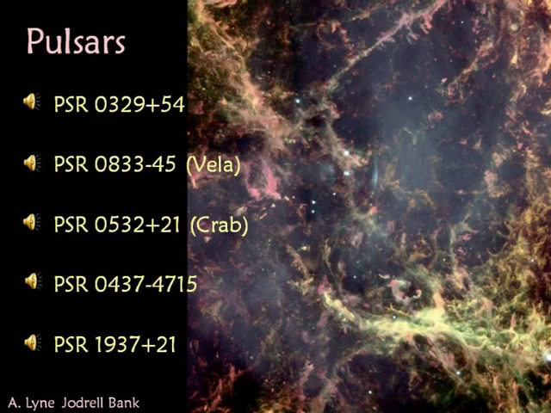Okay, if we go to the one at the centre of the Vela supernova remnant, it's a lot faster, about 11 times a second. Okay, now this is the Crab one. Sorry, I got them in the wrong order. This Crab one is a lot faster. It's now spinning at 30 times a second.